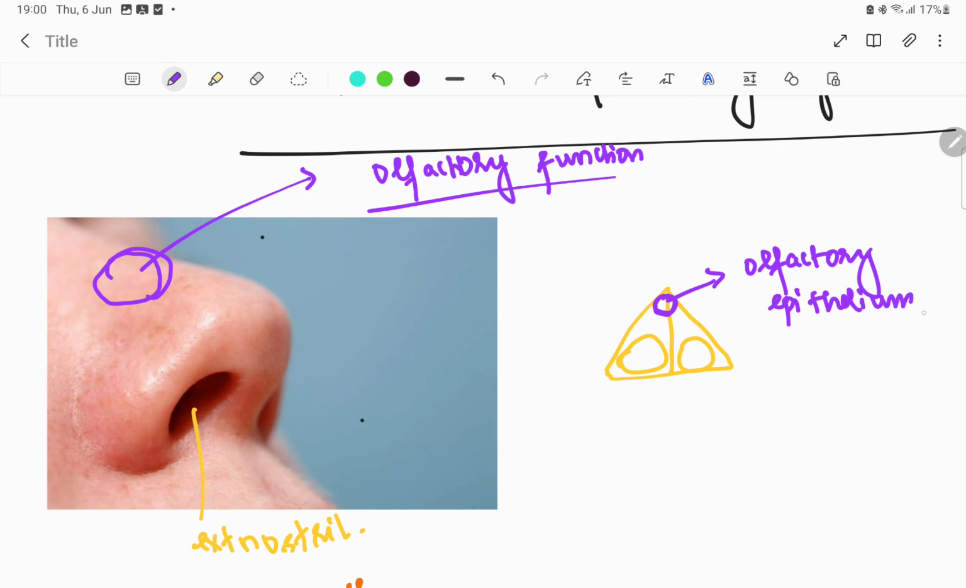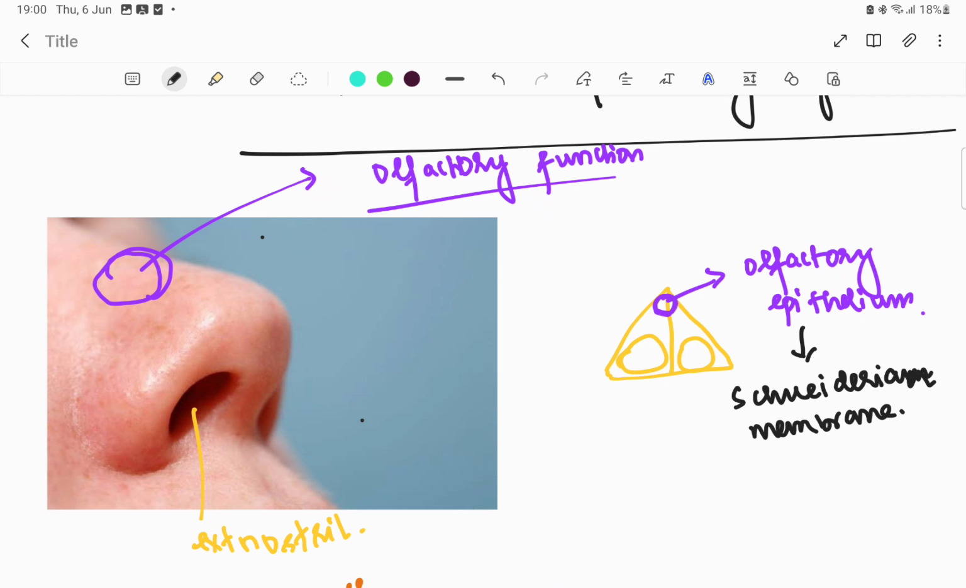This is a previously asked NEET question. Olfactory epithelium is also called the Schneiderian membrane. This is a previously asked question. So the upper part of the nose in the nasal cavity is responsible for olfactory function because it is covered by olfactory epithelium. Olfactory epithelium is also called the Schneiderian membrane.